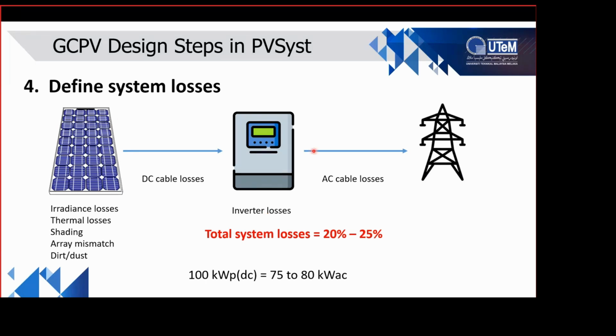Anyway, when we consider all the losses, the total system losses will be around 20% to 25%. Which is why, if you have 100 kilowatt peak, you have to differentiate when you see the unit kilowatt peak, that refers to the capacity of the solar PV system. But the output is actually going to be reduced due to the losses. So because we anticipate the losses to be around 20 to 25%, our output will be only around 75 to 80 kilowatt AC.